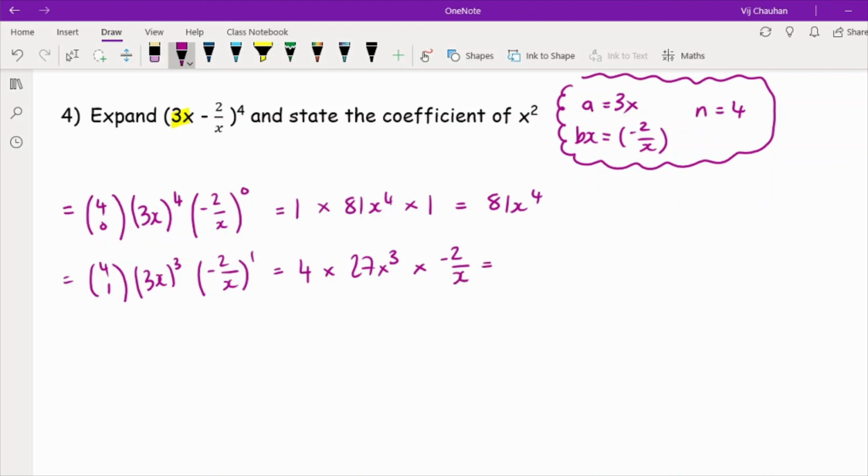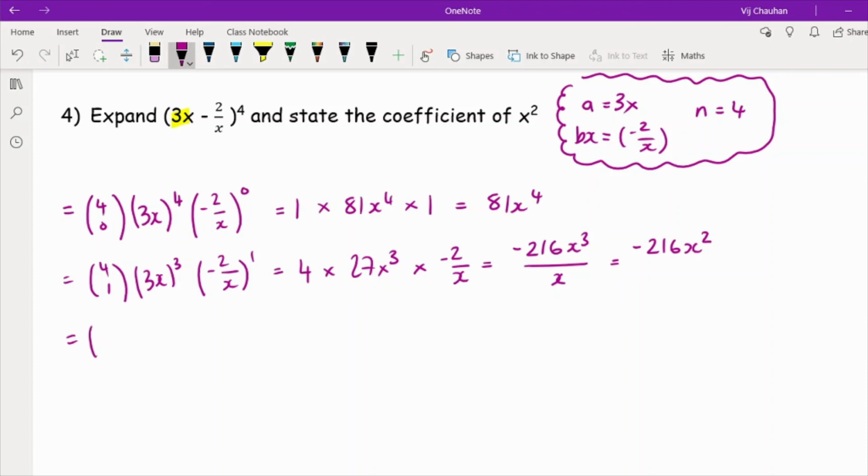Now 4 times 27, if I just grab my calculator, equals 108, times minus 2 gives me minus 216x cubed over x. And if we simplify that, that gives me minus 216x squared, because the x's will cancel out. And lo and behold, I found my coefficient of x squared.